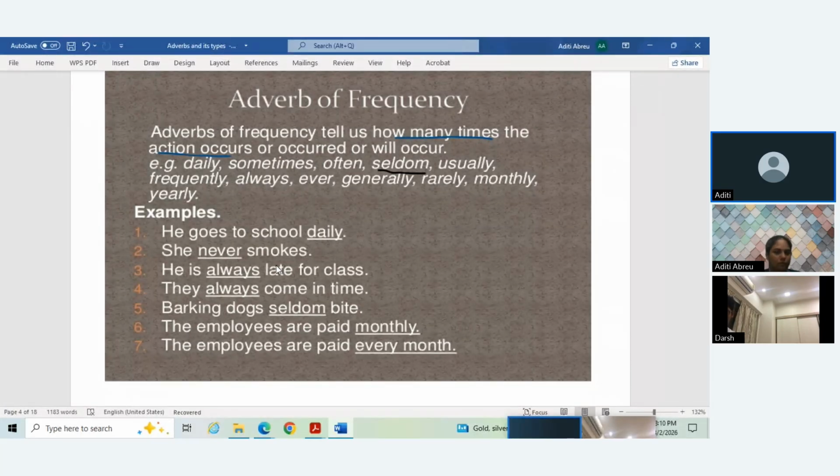Again, adverb of frequency is also for the verbs. So he goes to school daily. How often does he go to school? Your answer will be daily.